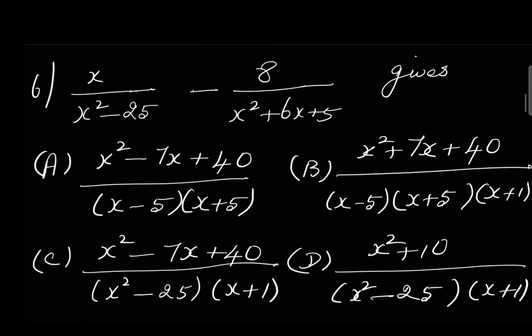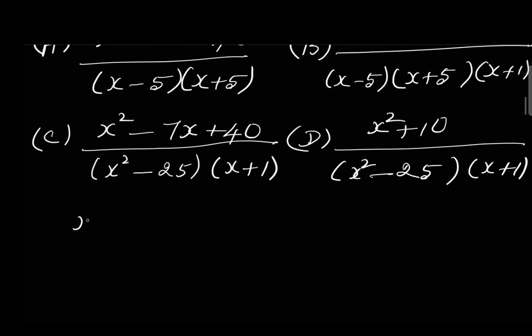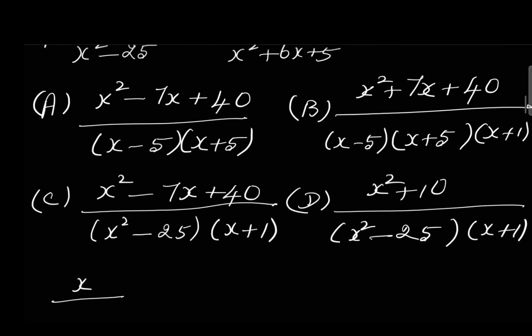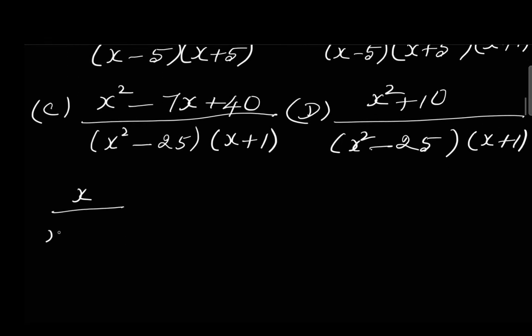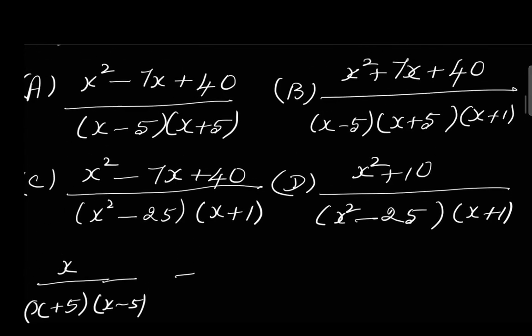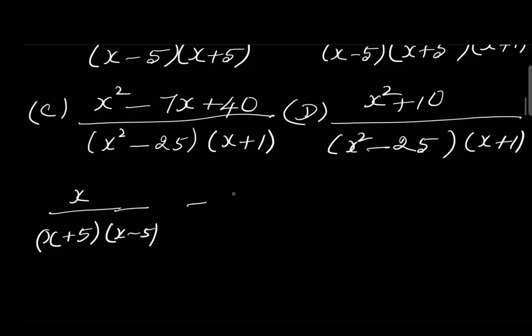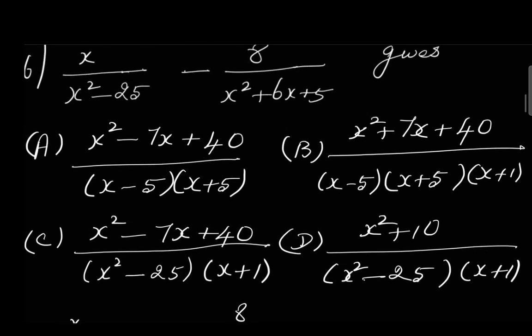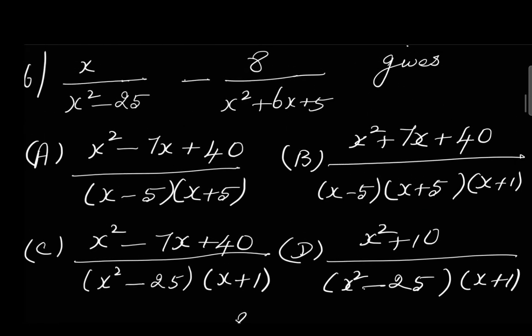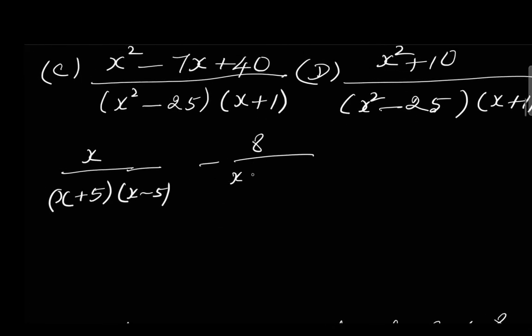Sixth sum. Again you subtract the two expressions and you will get this answer. So the first term, let me write x by x squared minus 25. It is an identity, a squared minus b squared, 5 squared, x plus 5, x minus 5, minus 8 by x plus 5. So 1 fives are 5, if you add you are getting 6. So x plus 1, x plus 5.